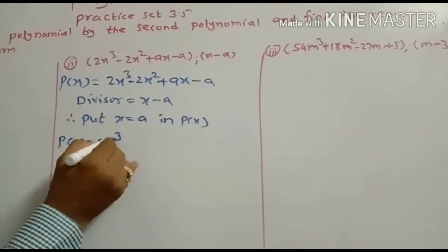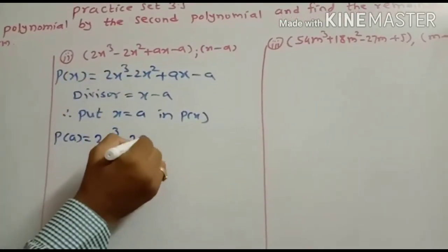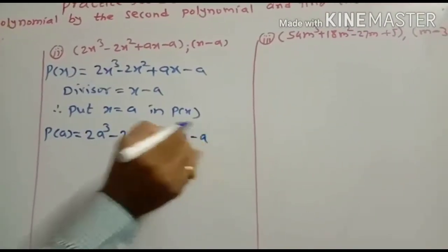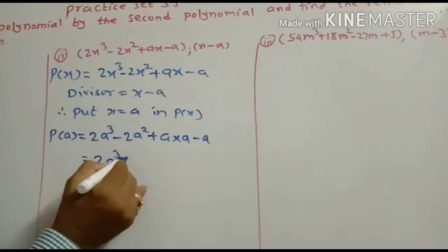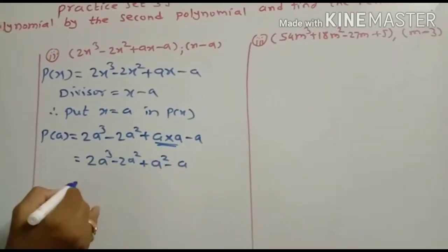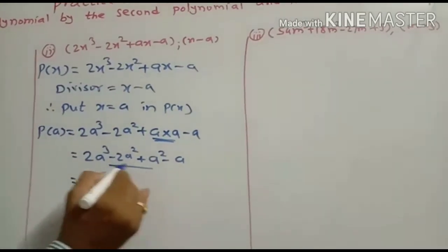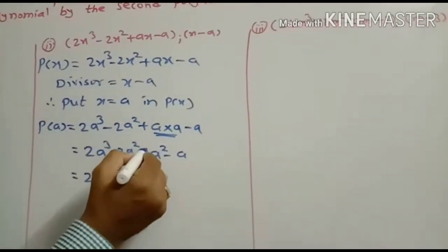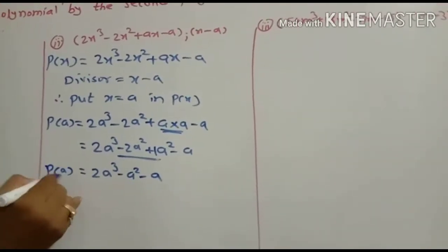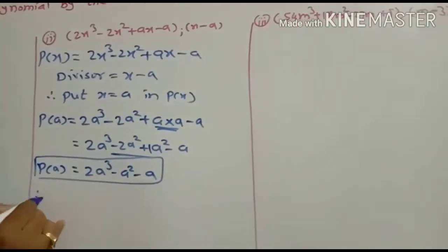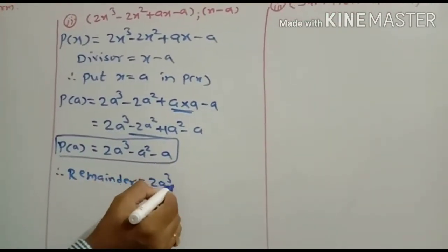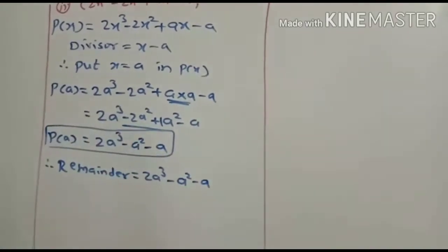2x cube means 2a cube, minus 2x square means 2a square, plus a into x means a into a, minus a. Now 2a cube minus 2a square, this a into a plus a square, minus a. Now 2a cube, this minus 2a square plus 1a square, that is minus a square, and minus a as it is, and that is the remainder, and therefore the remainder of the given polynomial is 2a cube minus a square minus a.